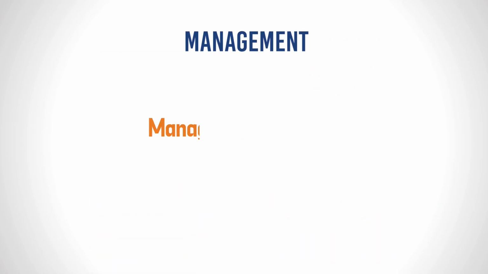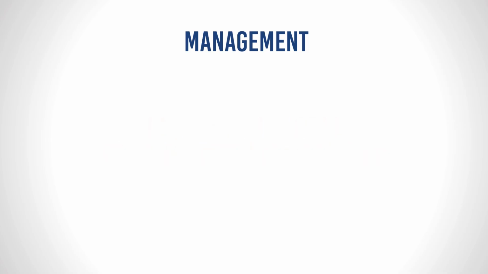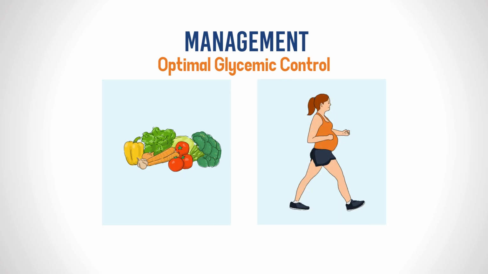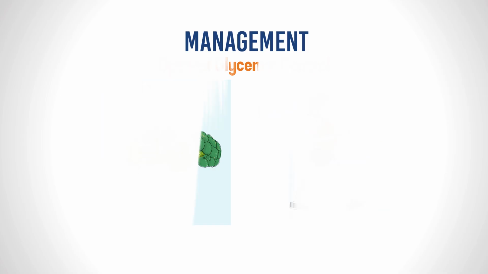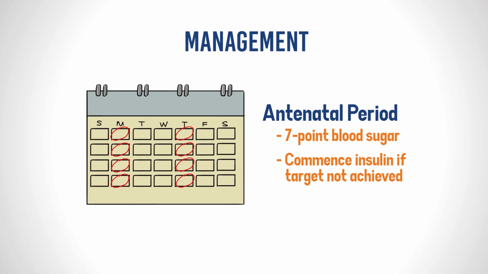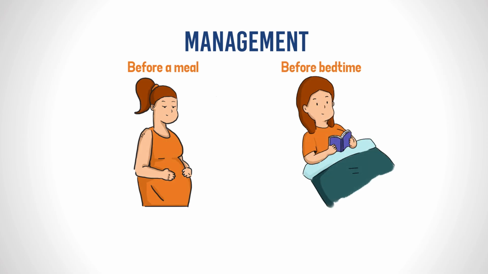Management. Management of GDM is similar to that of pre-existing diabetes mellitus. The aim is to achieve optimal glycemic control in pregnancy, and the mainstay of treatment is dietary modification with the help of a dietitian and appropriate regular exercise. 7-point blood sugar profile monitoring should be performed throughout the antenatal period. If pre- and postprandial targets cannot be achieved by diet control, insulin will be commenced.